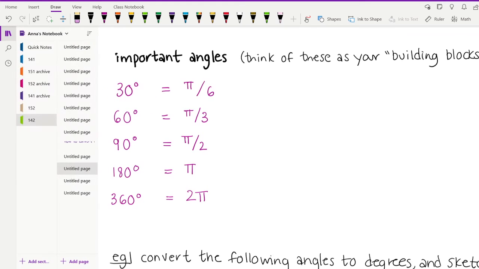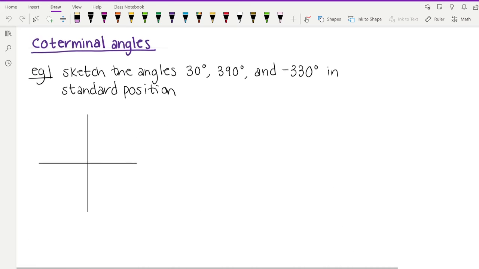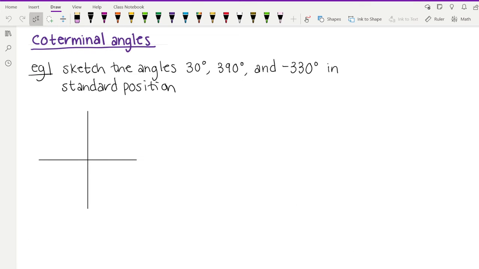Okay, so next up, we're going to talk about something that I mentioned a little bit in our last video. It's something called coterminal angles. To get us to think about this topic, I want you to pause the video and sketch some angles. We're going back to degrees for a second. We'll also be talking about radians here, but I want to start with degrees. I want you to sketch the angles 30 degrees, 390 degrees, and negative 330 degrees in standard position. Pause the video and do that yourself, because I think you're going to get a lot more out of this explanation. I'm just going to color code this. Okay, so let's go ahead and sketch these.